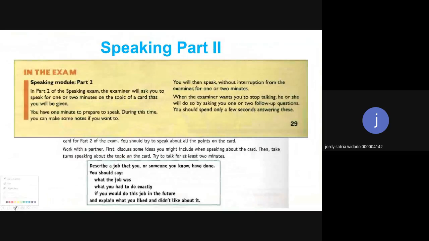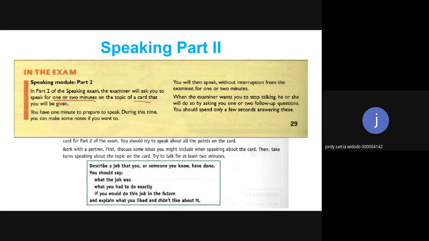Then now let's go to speaking part 2. Let's read the instruction. Speaking module part 2. In part 2 of the speaking exam, the examiner will ask you to speak for 1 or 2 minutes. Just 1 or 2 minutes. You cannot exceed 1 or 2 minutes to speak in speaking part 2 on the topic of a card that you will be given.